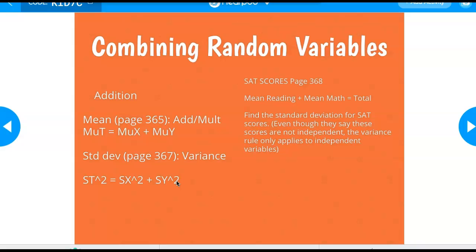Page 367. For any two independent random variables, x and y, if t equals x plus y, then the variance is standard deviation of t squared, standard deviation of x squared, plus standard deviation of y squared. And I introduced this on Monday with the problem that we did on Monday, the 2005 Form B. So you can go back and revisit that 2005 Form B and look at how standard deviation is affected.